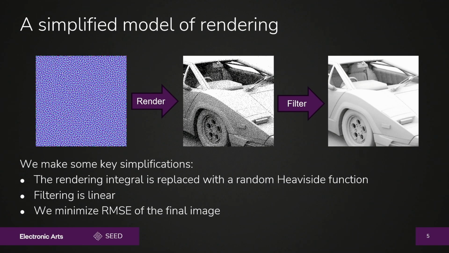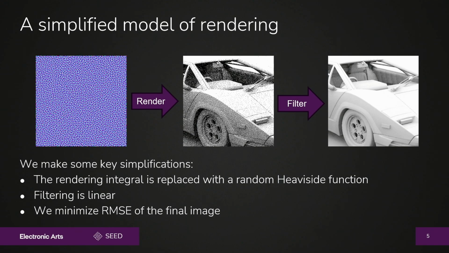But rather than hook this thing up to a renderer, we make some key simplifications that allow us to use an analytical model. And there are two simplifications. The first one is that our rendering integral gets replaced with a random Heaviside function. This is a pretty standard model for emulating the types of discontinuous functions that you typically see in rendering. So a major source of rendering noise is visibility queries, which are 0, 1 valued. And so we use random Heaviside functions to model that coherent but discontinuous quality of typical rendering integrands.